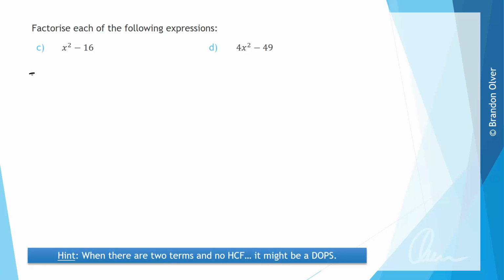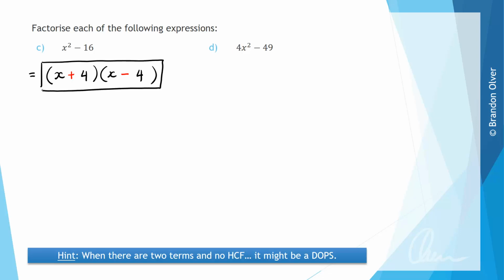So if we attempt to factorize it using a difference of perfect squares, we would have x and x in this position, and when they are multiplied together, that eventually gives x squared. And then the DOTS pattern would have x plus something and x minus something, and we want those terms to eventually multiply to give negative 16. So we're going to have x plus 4 and x subtract 4. So that is the answer to part C.